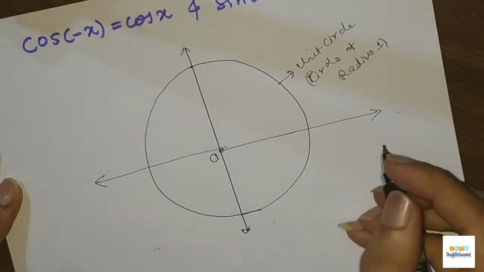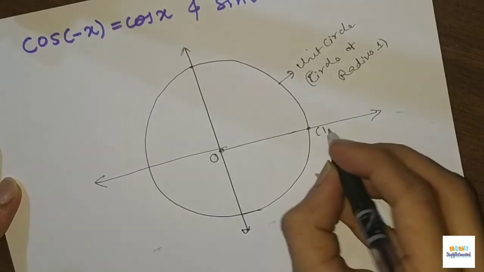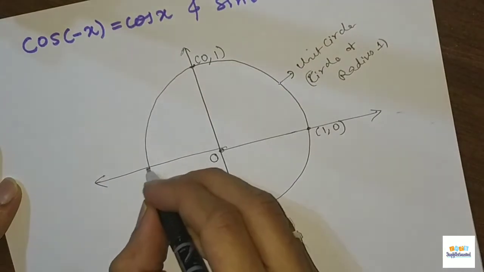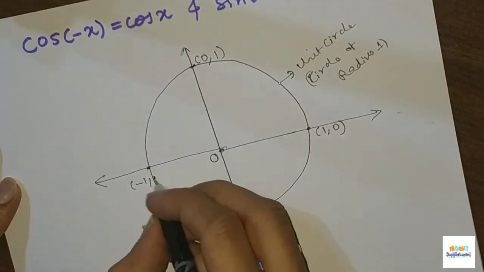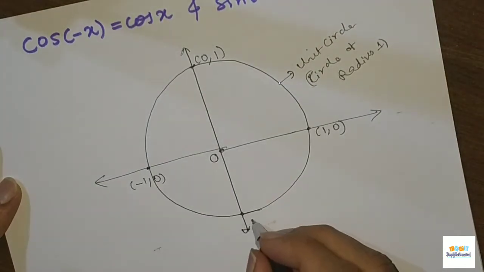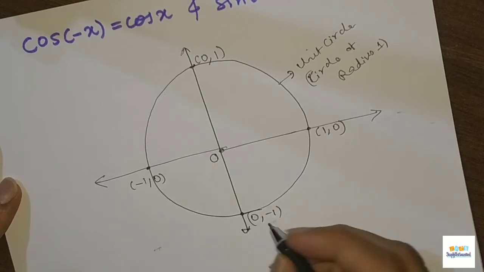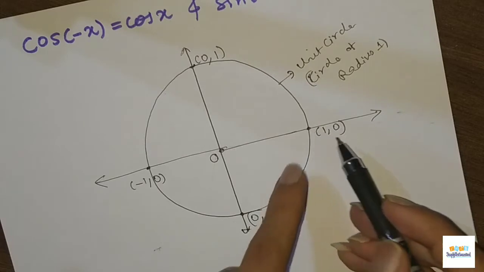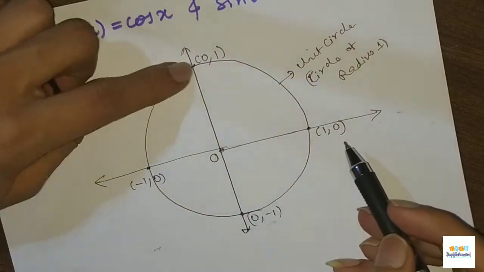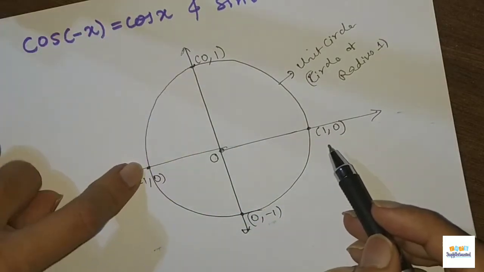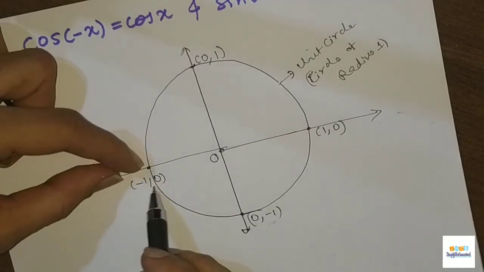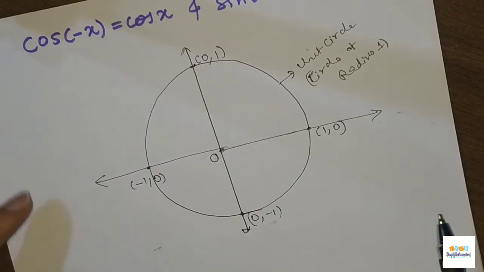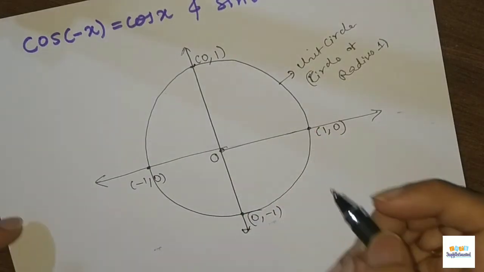Now what you will get is, here you will get 1 comma 0, here you will get 0 comma 1, here you will get minus 1 comma 0, here you will get 0 comma minus 1. Because this is a unit circle, the circle will intersect the x-axis at 1 comma 0, the y-axis at 0 comma 1, the negative x-axis at minus 1 comma 0 and the negative y-axis at 0 comma minus 1, because this is the unit circle. The radius of the circle is 1.